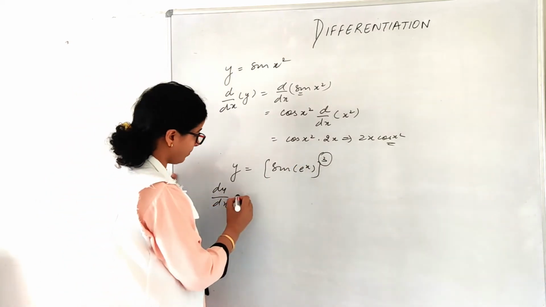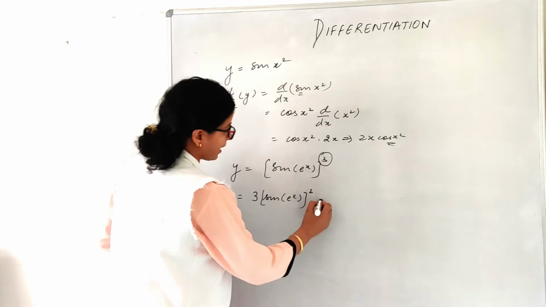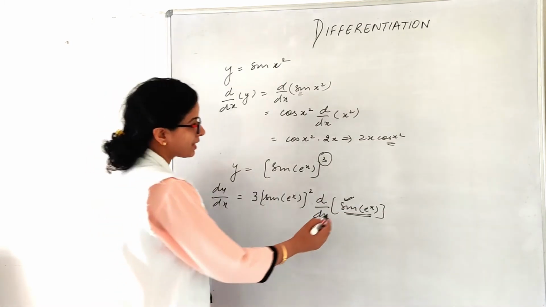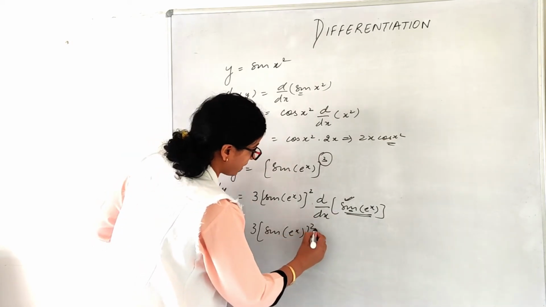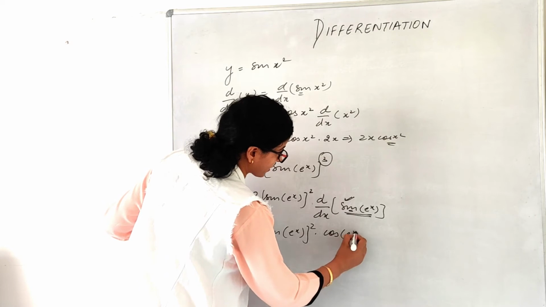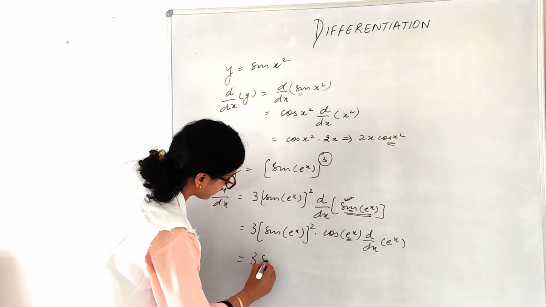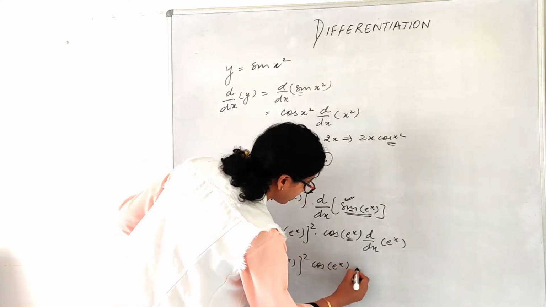So it will become 3 sin^2 x. Then d upon dx of sin x. First I will differentiate the square part, sin x whole square, so it will become cos x, right? And then I will differentiate sin x. So 3 sin^2 x cos x.